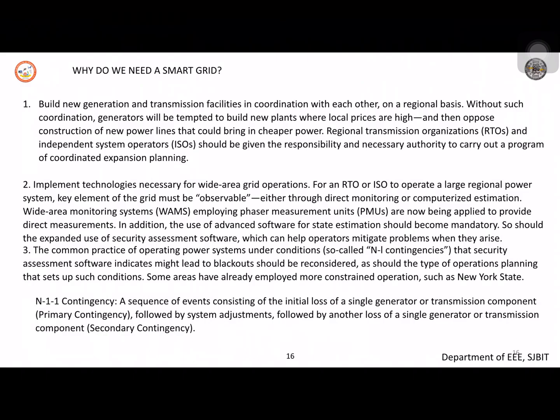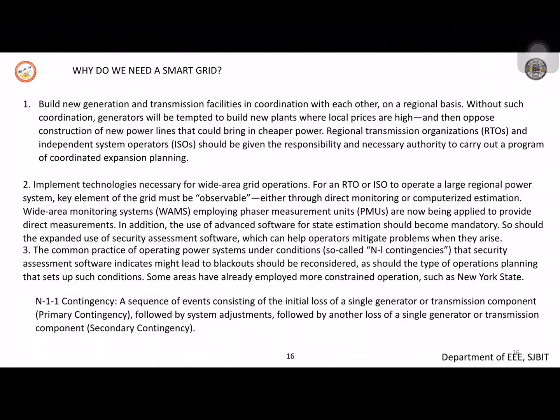Next point of discussion is implementation technologies with respect to wide area operations, to operate the larger regional power system. Key elements of the grid must be observable with the help of direct monitoring and computerized estimation. With the use of WAMS, the wide area monitoring system, employing phasor measurement units, PMUs we call them, direct measurement is being applied, along with the use of advanced software for state estimation, which has now become mandatory. So that has to be taken care of.